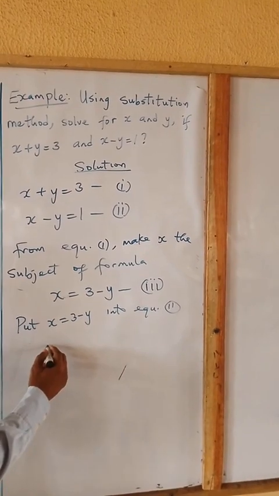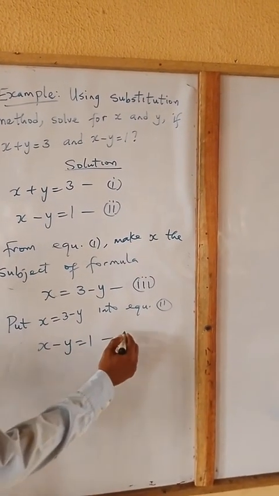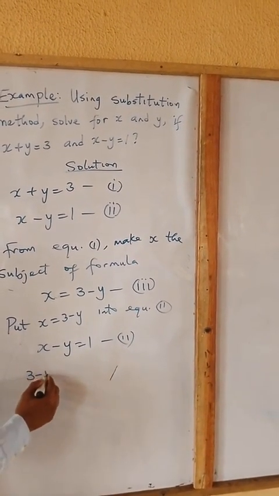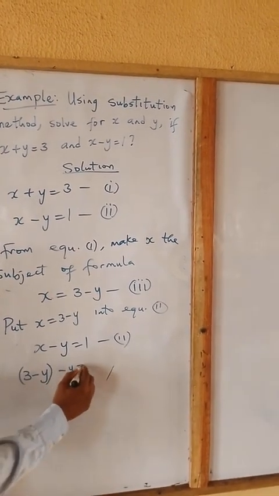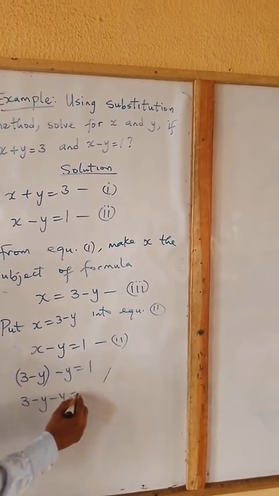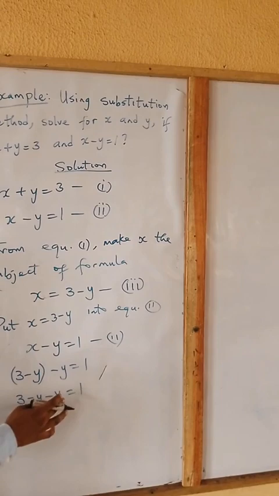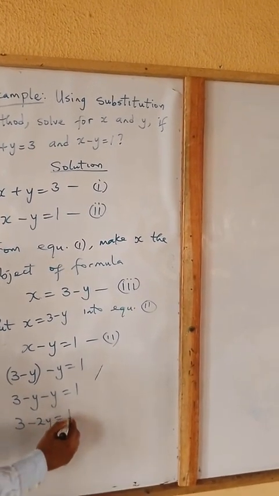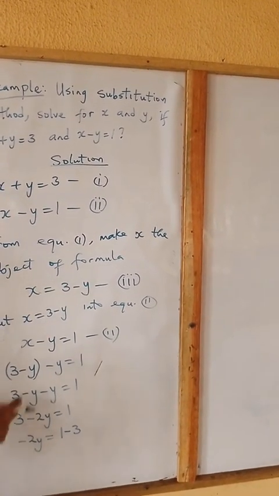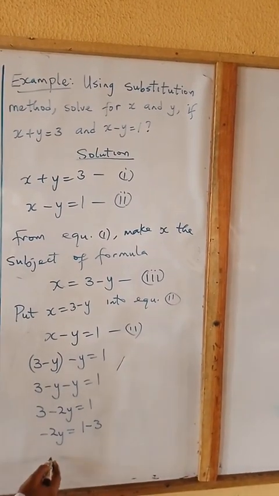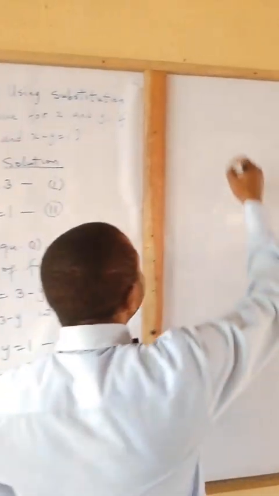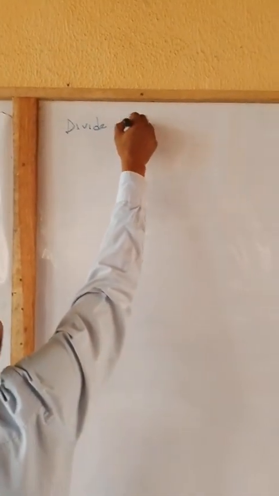In equation 2, you have s minus y is equal to 1, and your s here is 3 minus y. So you are going to have (3 minus y) minus y is equal to 1. Then you open the bracket: 3 minus y minus y is equal to 1. That gives you 3 minus 2y is equal to 1. When you collect the like terms, you have minus 2y is equal to 1 minus 3. Remember that when 3 goes to the other side of the equation, it becomes minus. So minus 2y is equal to minus 2. The next step is to divide both sides by minus 2.